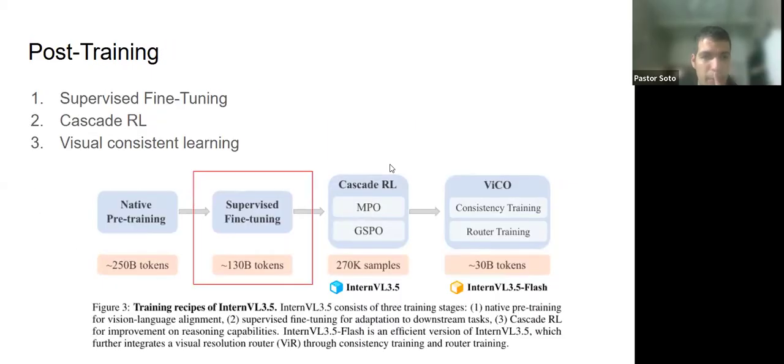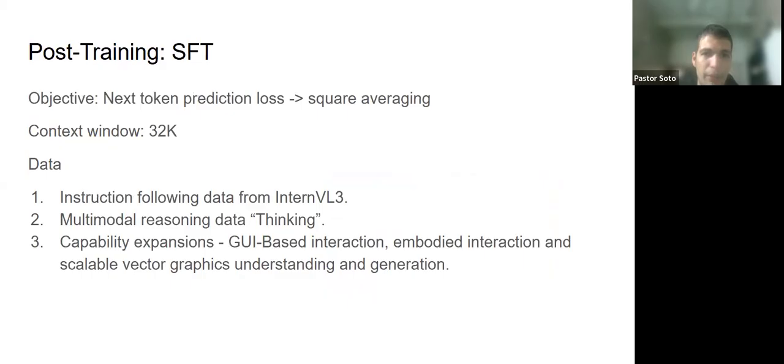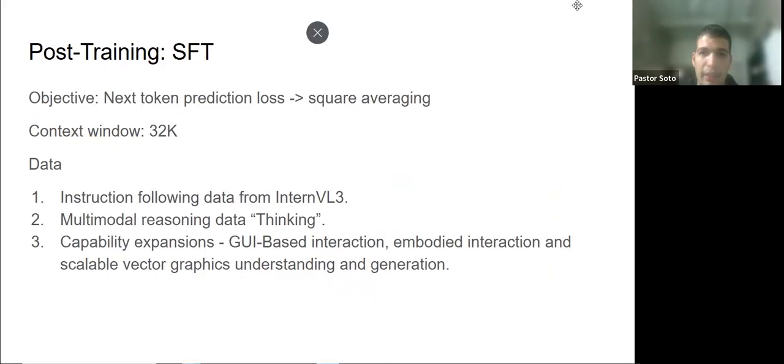Okay, so let's start with the supervised fine-tuning. The objective function is next token prediction loss with square averaging to avoid bias, and they use a context window of 32,000 tokens. The data that they use is instruction following data from InternVL3, multimodal reasoning data, which is thinking data, and capability expansions. We will see in detail what this data is about in a later section, but for now, that's the overall picture of the supervised fine-tuning that they did.